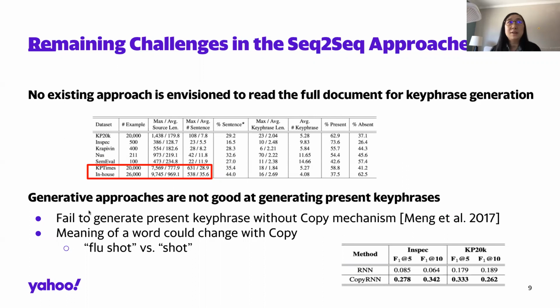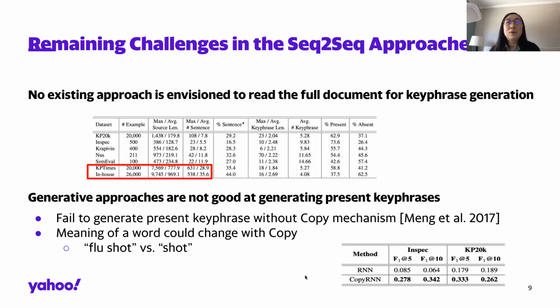And also this kind of generation approach, they are good for generation, but they are not very good at generating present key phrase. So that's why in the work of copy RNN, they also propose to use this copy mechanism to kind of better deal with the present key phrase. And they actually show that without copy, the performance of RNN on its own could be very, very poor when generating this absent key phrase, the present key phrase, sorry.